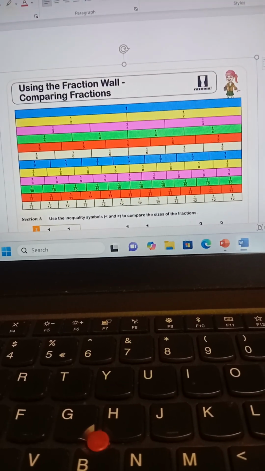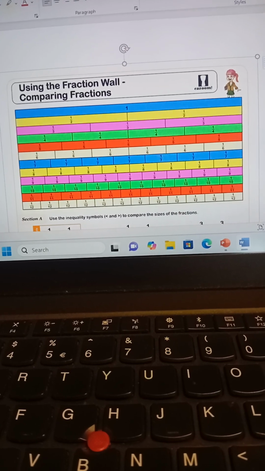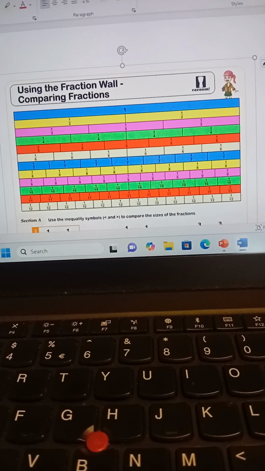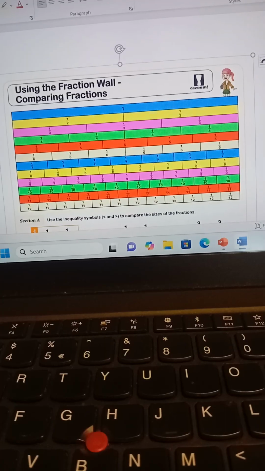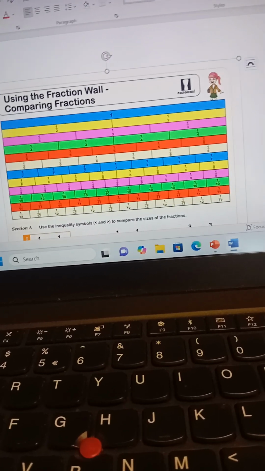In my conclusion, this lesson design shows that ICT supports mathematics teaching by making the lesson more visual, interactive, and learner-centered.